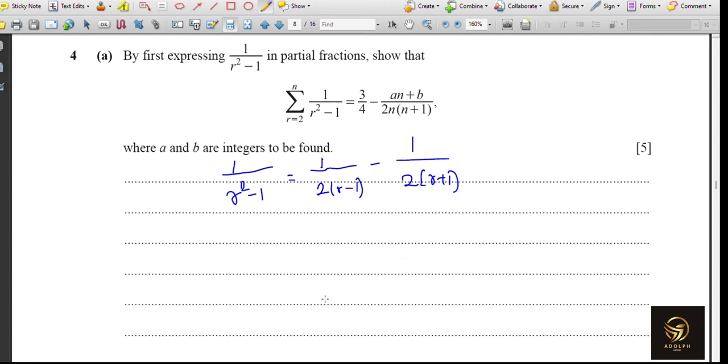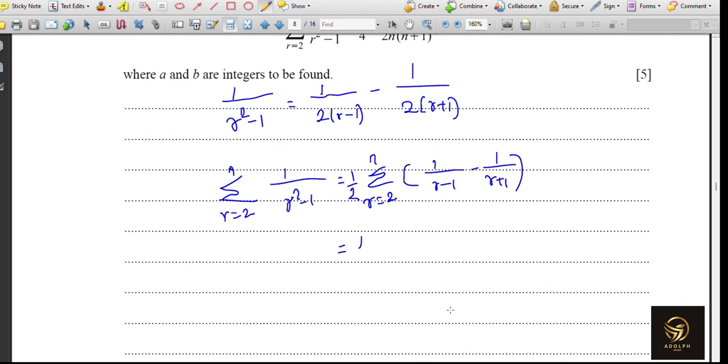So if you substitute this, this can be written as summation r equal to 2 to n of 1 divided by r square minus 1, which I can replace by 1 by 2 into r minus 1. Maybe if you wish, you can take that 1 by 2 as common also. That's better. Then you'll have 1 divided by r minus 1 minus 1 divided by r plus 1.